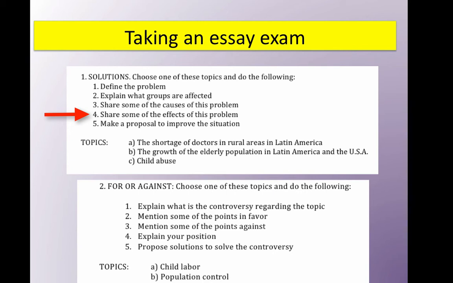So there are the topics: shortage of doctors in rural areas in Latin America, the growth of the elderly population in Latin America and the USA, or child abuse. And then they can just answer all those different parts. Same thing for my for or against question. So here you would say, choose one of these topics and do the following. And again, you have steps.